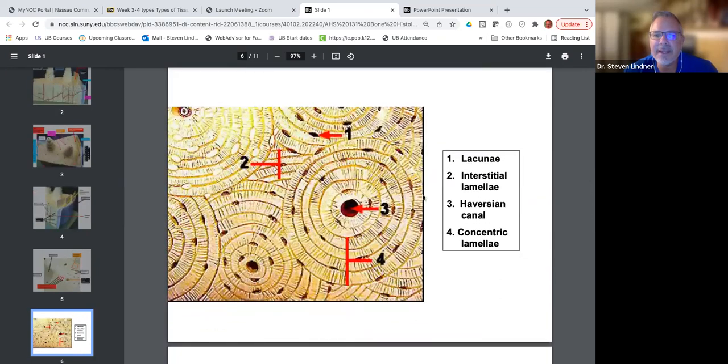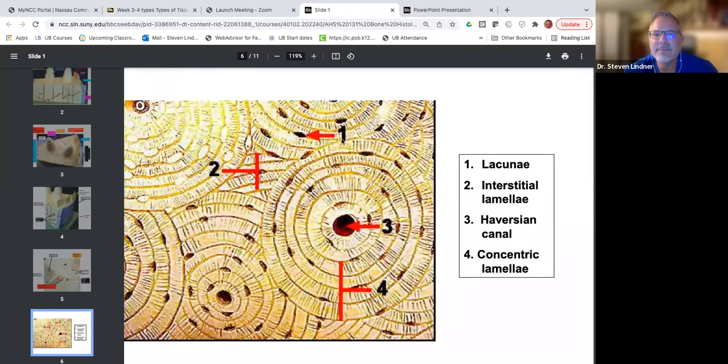Now we're zooming in again. So now number one, the cavity is a lacunae. Number two, the lamellae between these active osteocytes are called interstitial lamellae. Number three is the Haversian canal or central canal. And number four, these are concentric lamellae going all the way around.